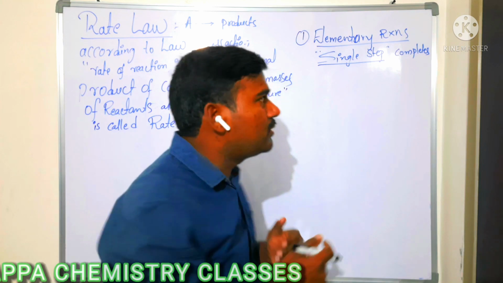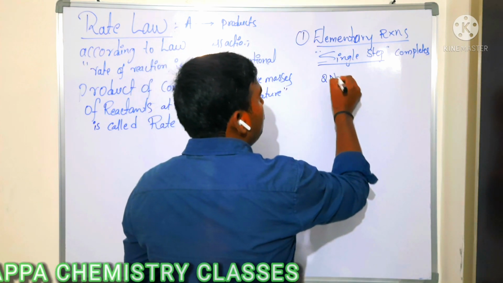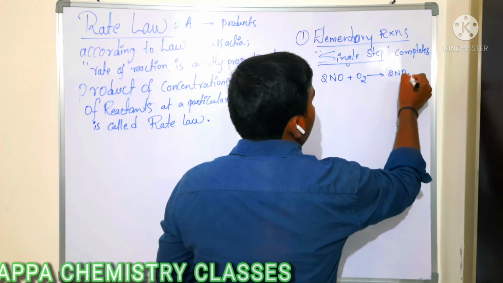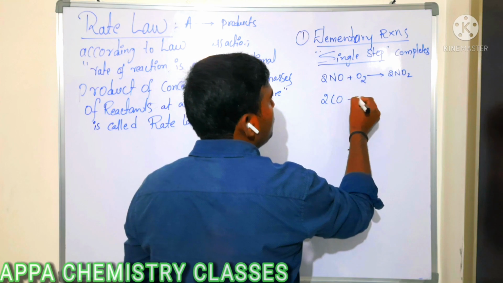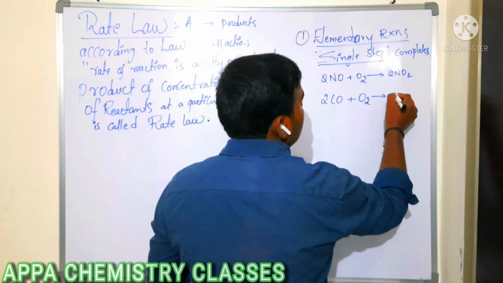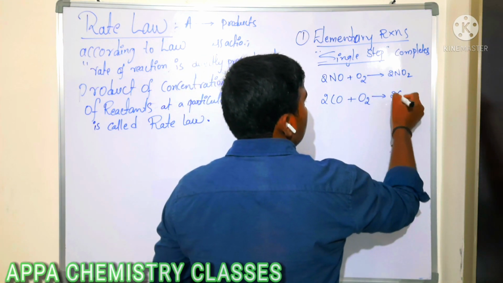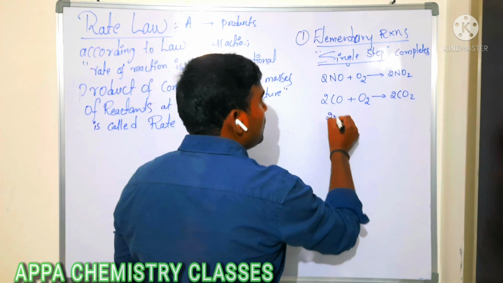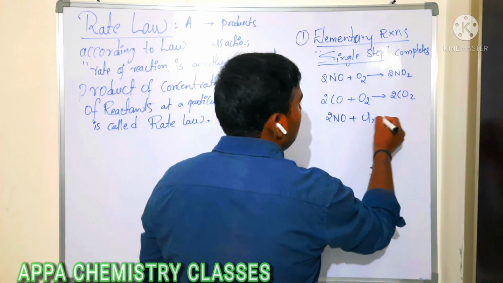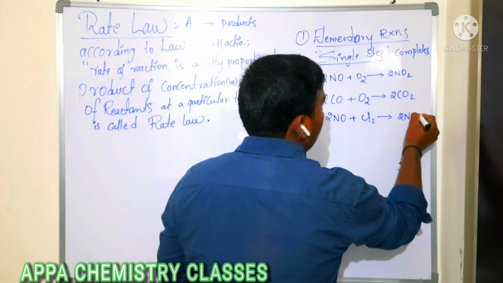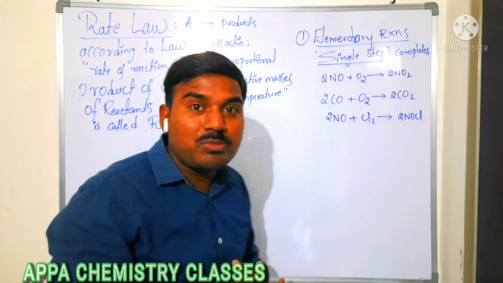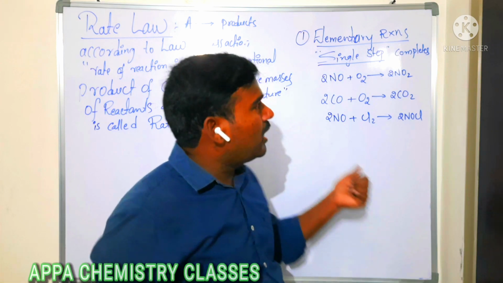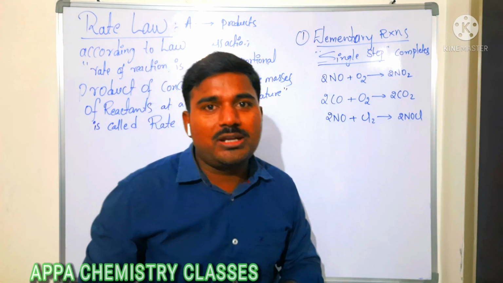You can take the example 2NO plus O2 gives rise to 2NO2. It is an elementary reaction. Also you can take 2 moles of CO plus O2 gives rise to 2 moles of CO2, which is also an elementary reaction. You can take 2 moles of NO plus chlorine gives rise to 2 moles of NOCl. These all are examples of elementary reactions. These reactions complete in a single step, and such reactions are called elementary reactions.